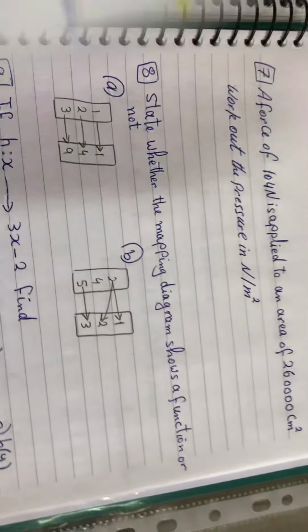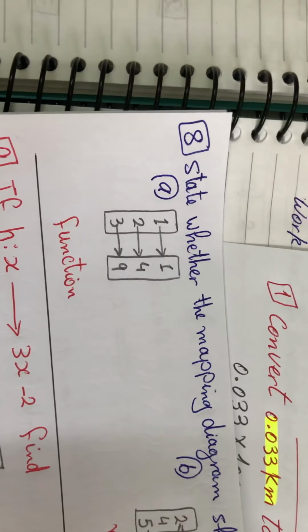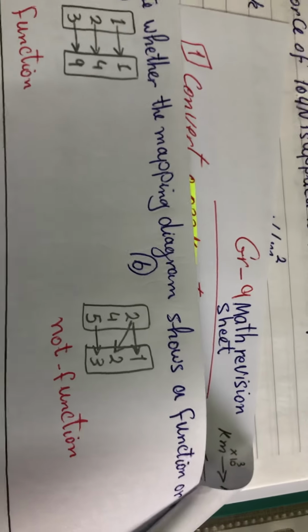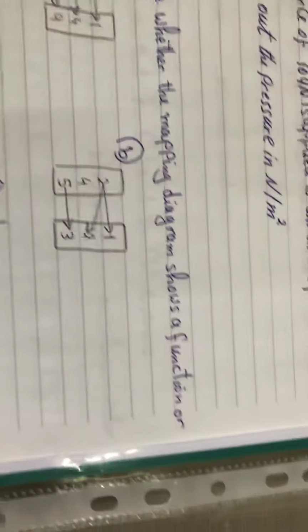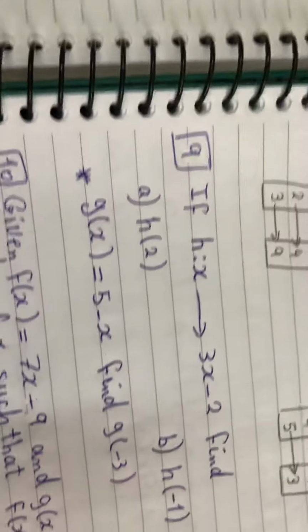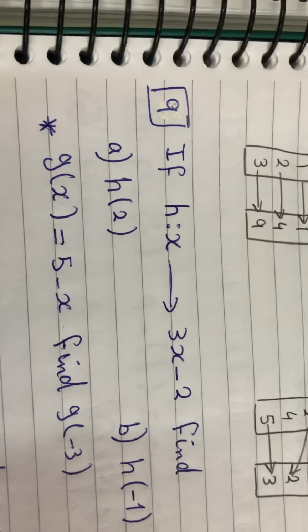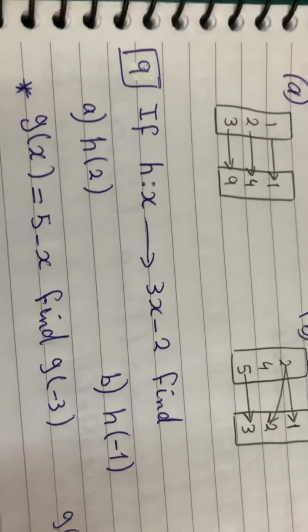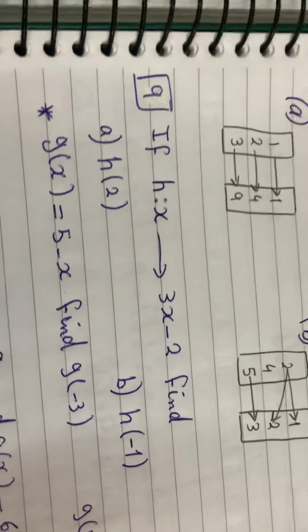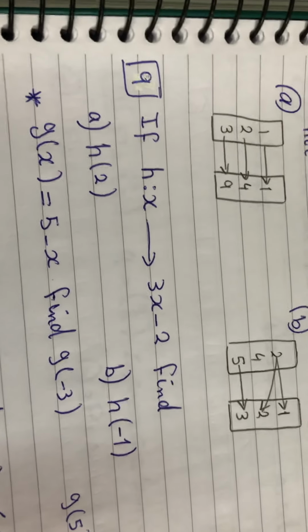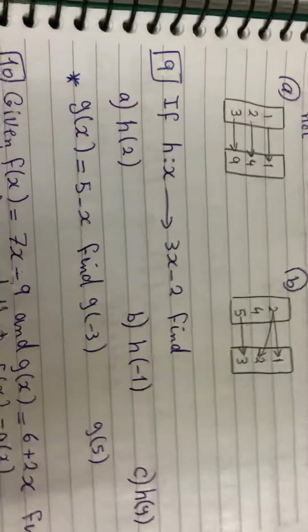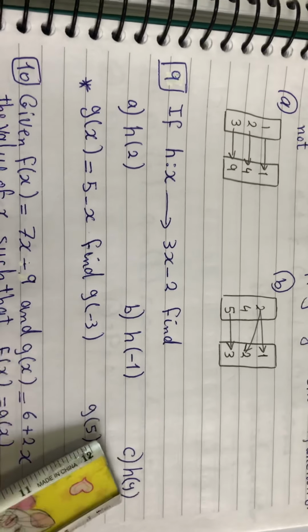Okay, so the first mapping is a function, and the second one is not a function. Let's revise together how I can solve a function. If h of x equals 3x minus 2, this is the function. Find h of 2, find h of negative 1, find h of 5.